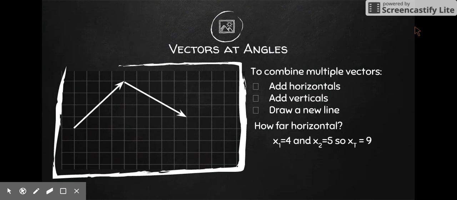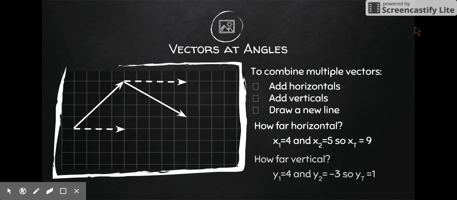So first I'm going to look at the horizontal. My first arrow has a horizontal component of 4. My second arrow has a horizontal component of 5. The resultant of that is a horizontal component of 9. There's my 4, and there's my 5. That's where those numbers came from. If I add them together, we get the 9.